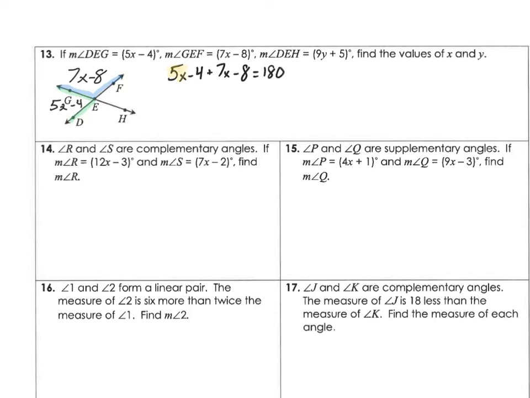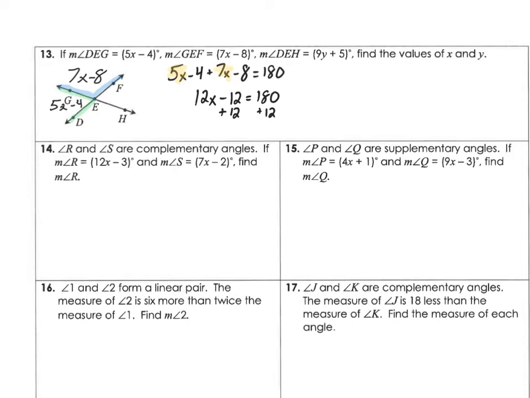We combine our like terms. So 5 plus 7 gives us 12. So 12x, negative 4 minus 8, negative 12. Okay. We move the 12 to get the x by itself.